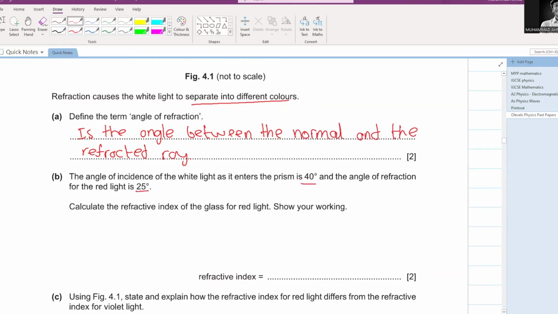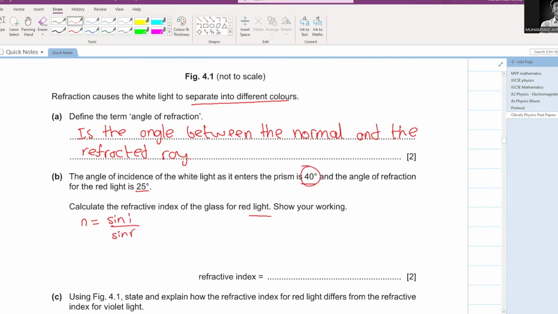Angle of refraction is 25 degrees. Calculate the refractive index of red light. How will we calculate the refractive index? Do you remember refractive index is equal to what? Sin i over sin r. Sin i over sin r is your refractive index.